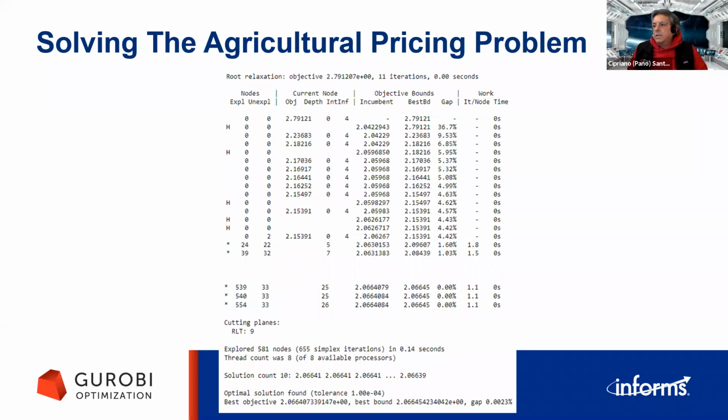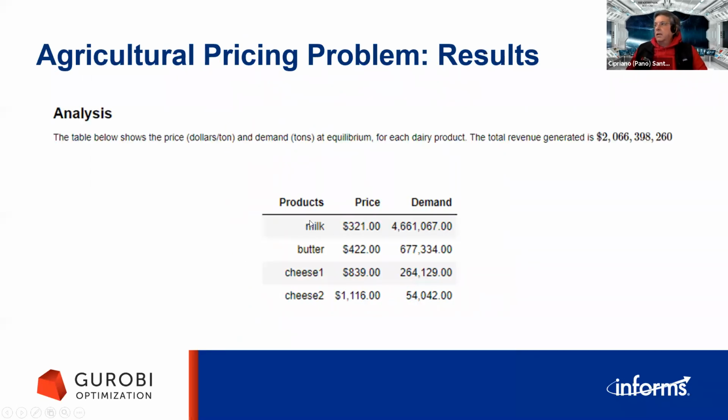And this is the run from Gurobi to solve this quadratic problem. This is the optimal solution, and we have this gap. And basically, the optimal solution will generate 2.066 billion dollars, and this is the price, and this is the demand that you will have of milk at the given price. So this is the way that you will solve this quadratic problem for this agricultural pricing problem.